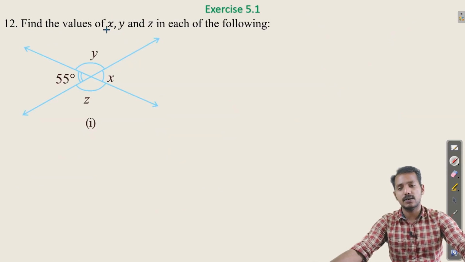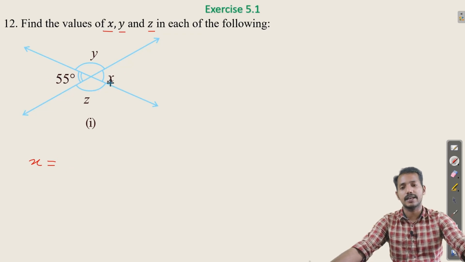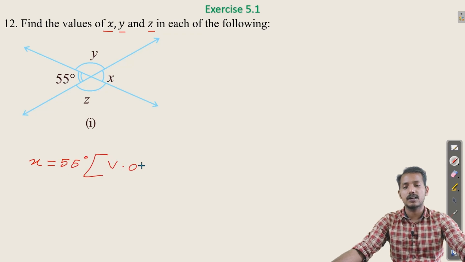Let's move to the next question. Question number 12: find the values of x, y, and z in each of the following. First, we can find x. What is the relation between x and 55? They are vertically opposite angles, so they are equal. So x will be equal to 55. The reason is vertically opposite angles.